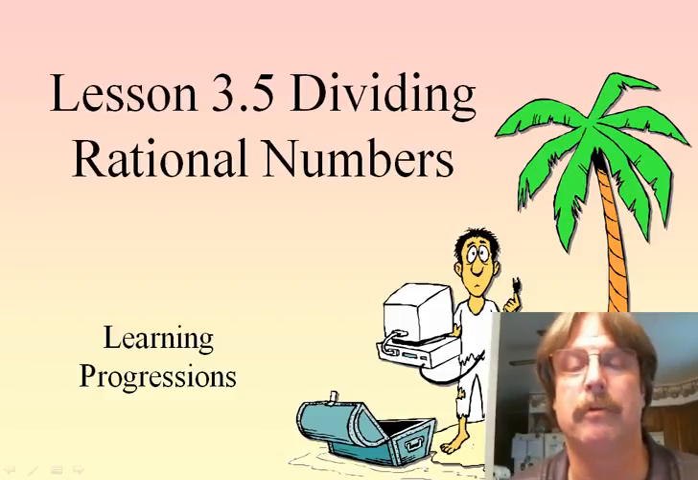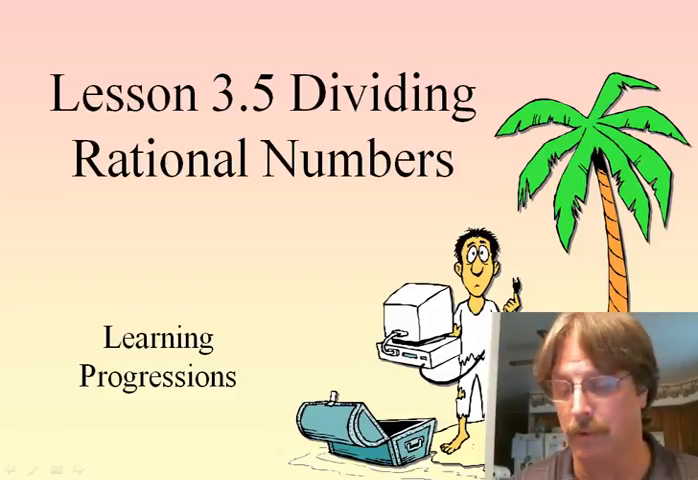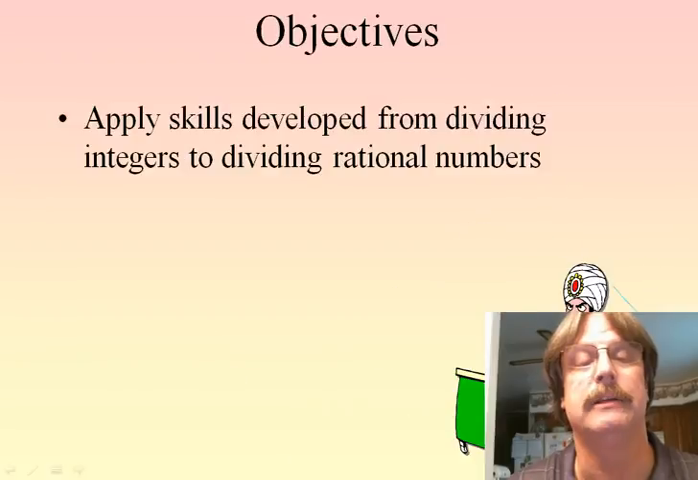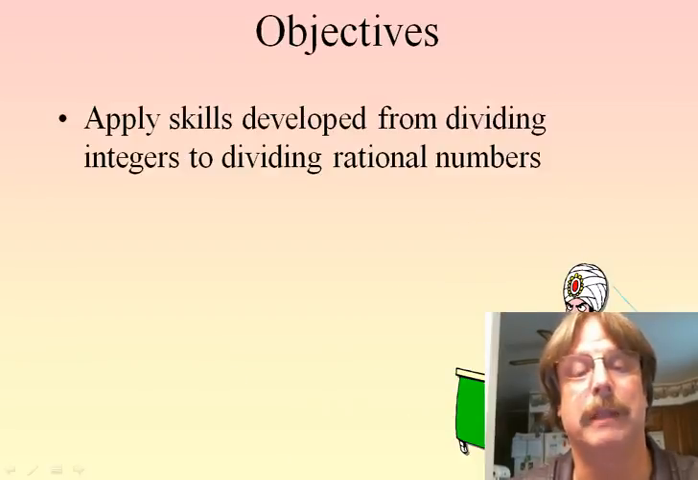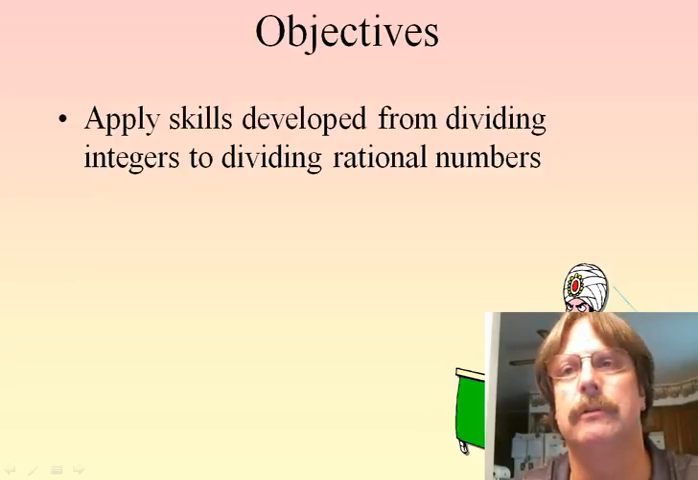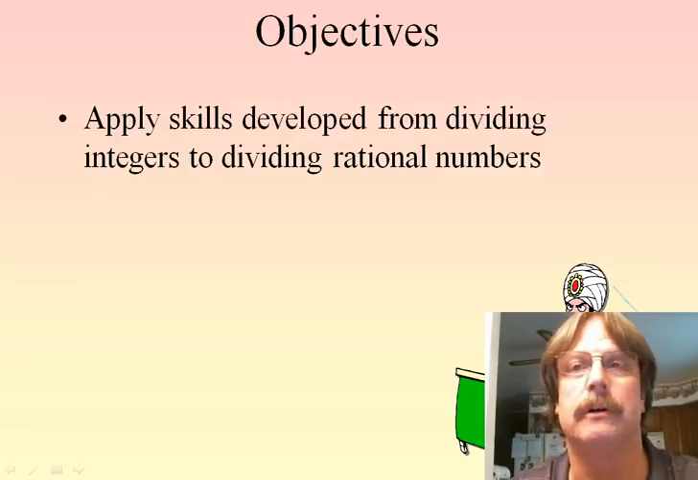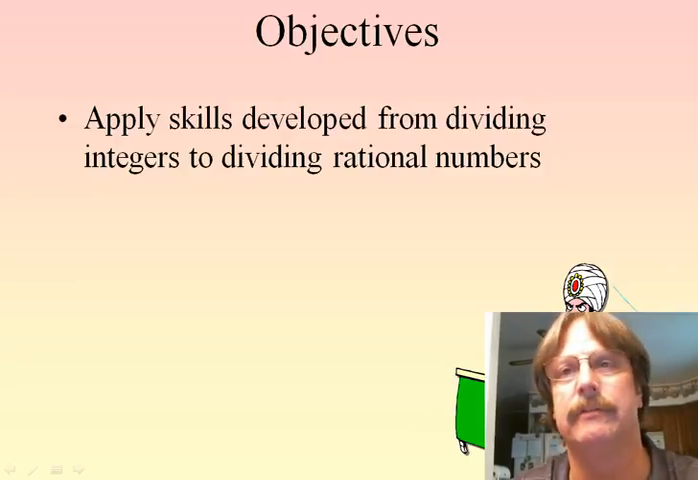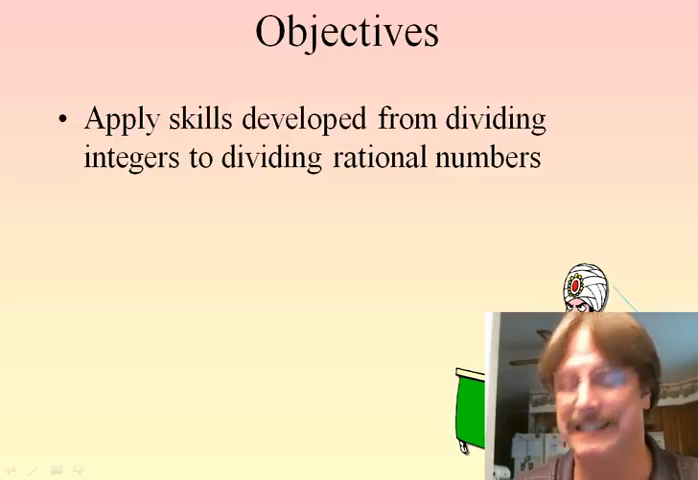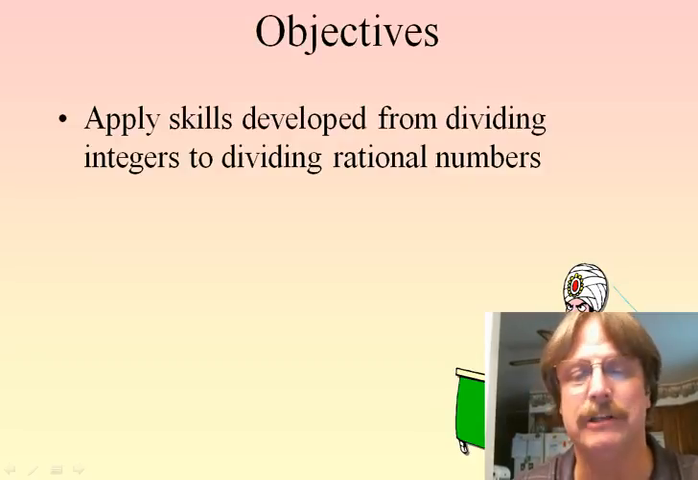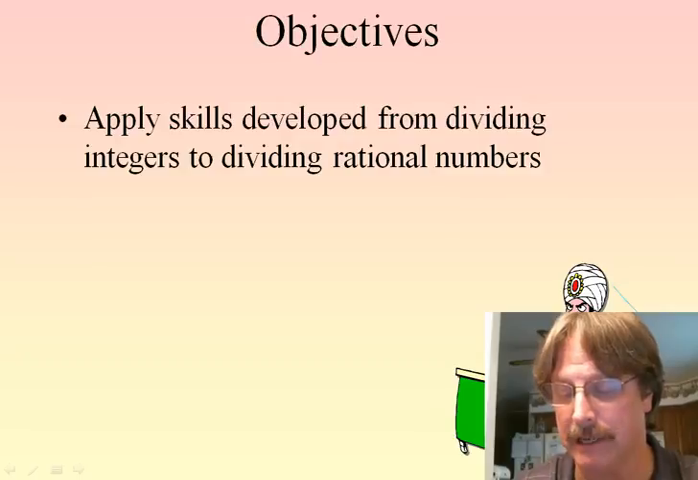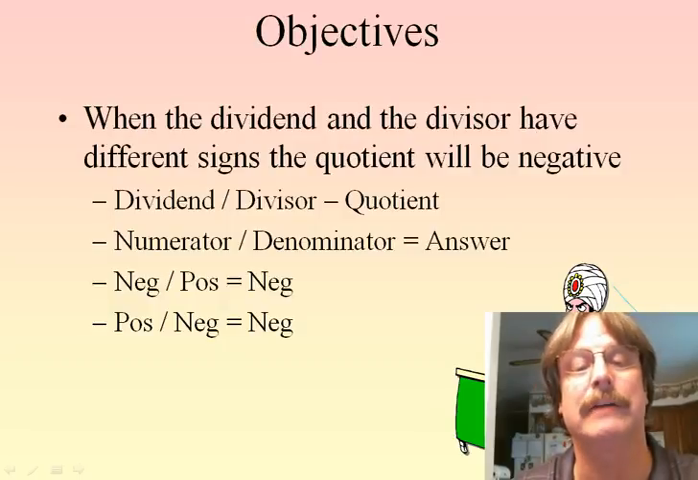In lesson 3.5, dividing rational numbers, we're going to progress through these objectives, and you're going to apply skills developed from dividing integers to dividing rational numbers. If you recall back to lesson 2.2, there are the skills that you learned about positives and negatives and what the answer is going to be. It's the exact same thing here. We may just have to work a little bit with some fractions and some complex fractions, and help you out there.